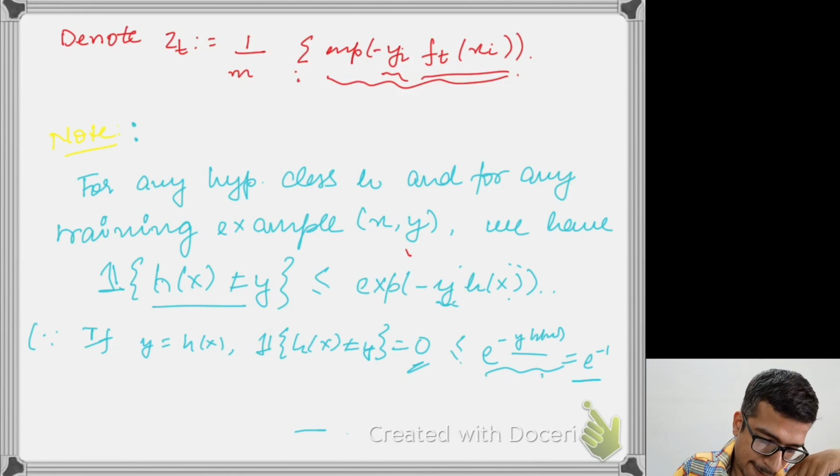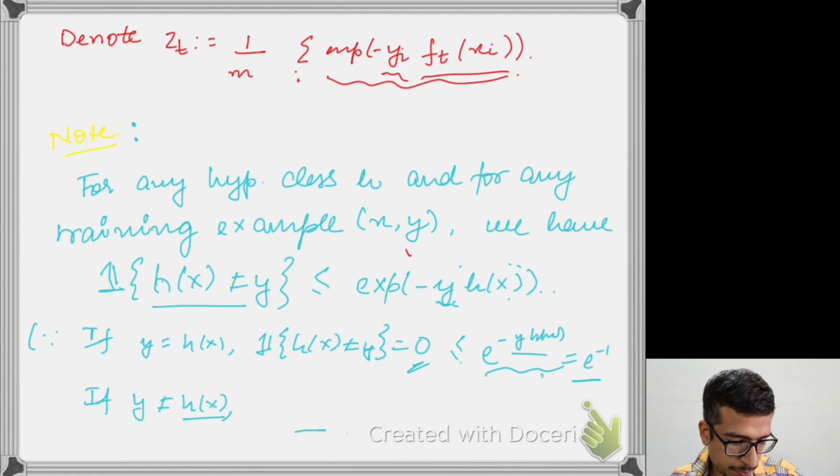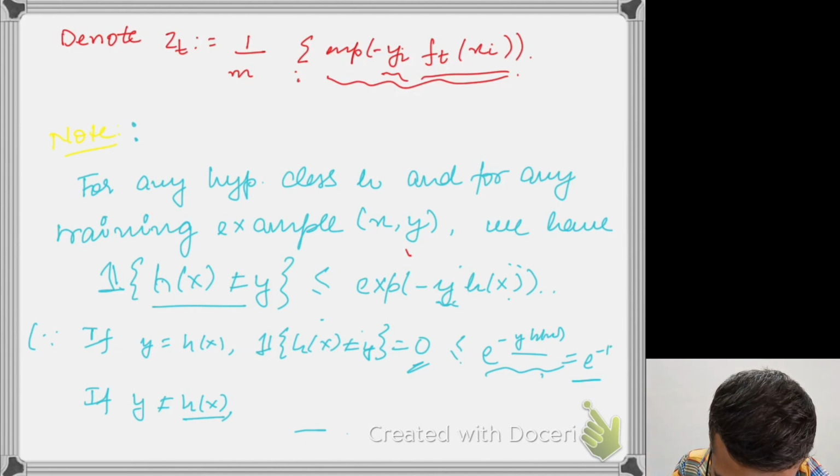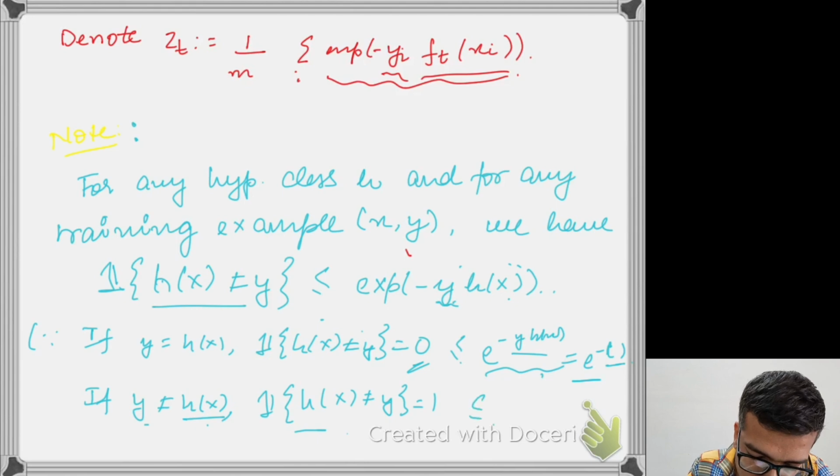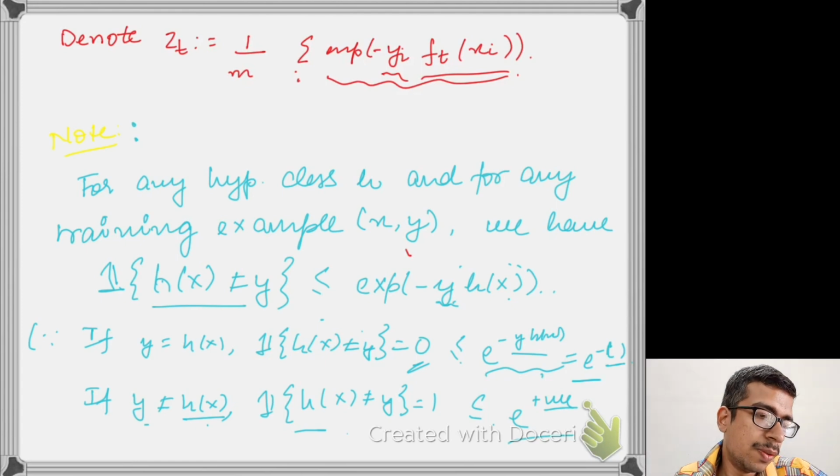Okay, and if y is not equal to h(x): here f_t(x), if it is positive, we are taking the sign of that, and when we say h(x) is not equal to y, it essentially means that y is not equal to the sign of f_t(x). So it's e to the power of anything positive. Whereas the indicator function of h(x) not equal to y is going to be 1, and this is less than or equal to e to the power of anything positive. So that's how these two agree with each other.